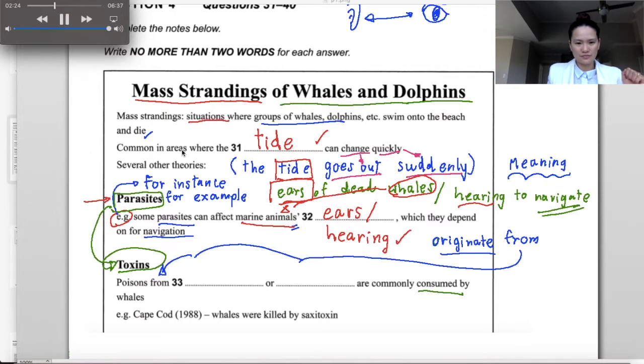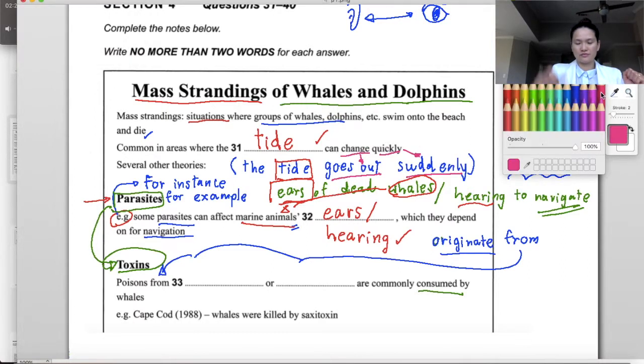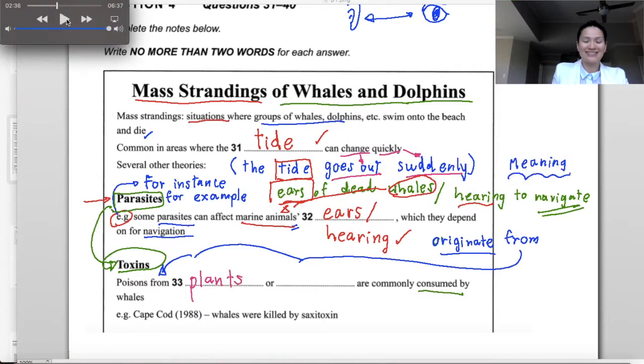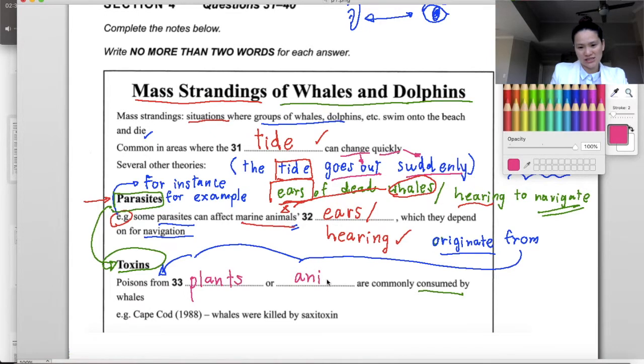Have been found to contribute to the death of many marine animals. Many toxins, as I'm sure you're aware, originate from plants or animals. The whale ingests these toxins.